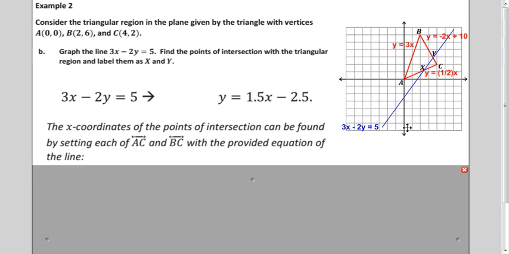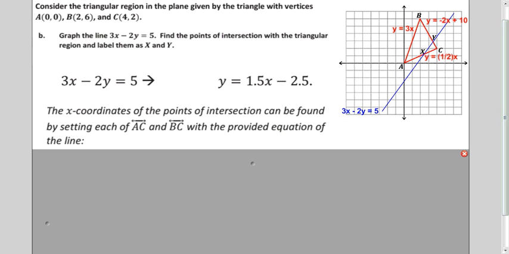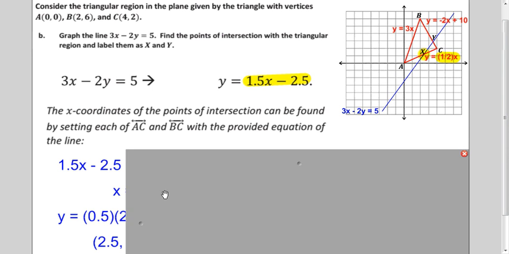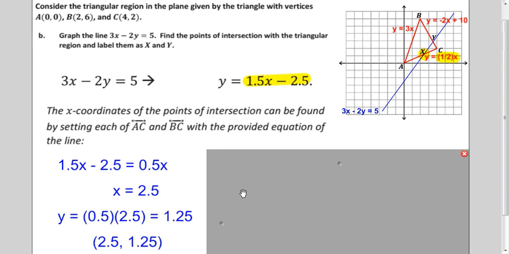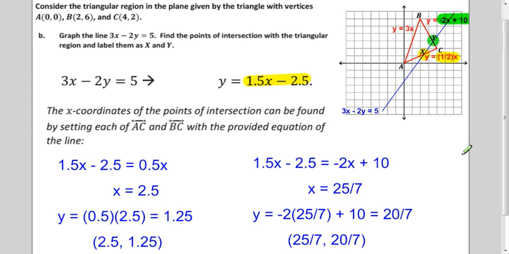We've got to do some algebra here to figure out what those coordinates are. So we're going to set what we have over here equal to this expression, because they're both equal to y, to figure out what this point is right here. And we do that, and we end up with the point (2.5, 1.25). We're going to do the same thing. We're going to use this expression, but now we're going to set it equal to this one up here to figure out the coordinates of this point. And we end up with (25/7, 20/7).